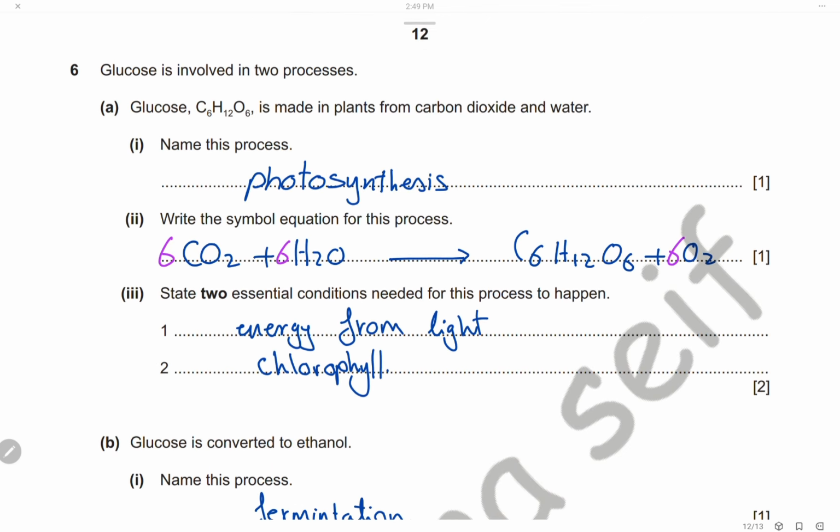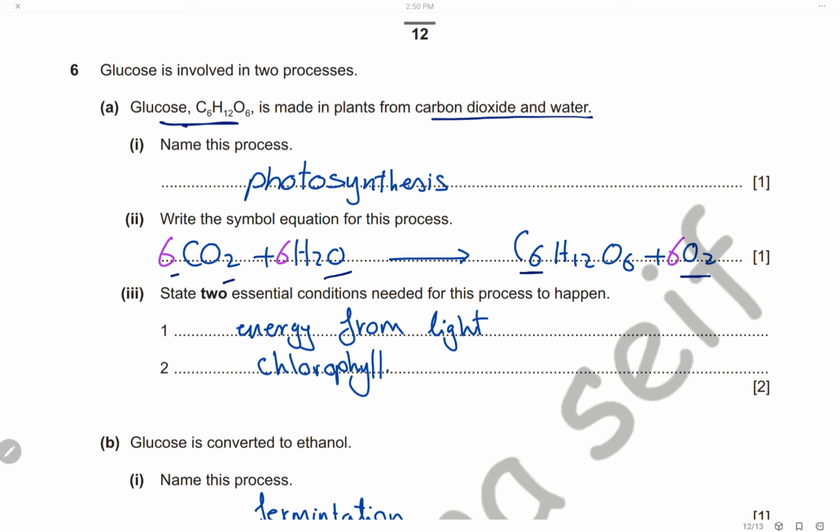Question 6. Glucose is involved in 2 processes. Glucose is made in plants from carbon dioxide and water. Name this process. When glucose is made in the plant, this process, of course, is photosynthesis. Write a simple equation for this process. In photosynthesis, carbon dioxide reacts with water to form glucose and oxygen. Then we have to balance the equation.